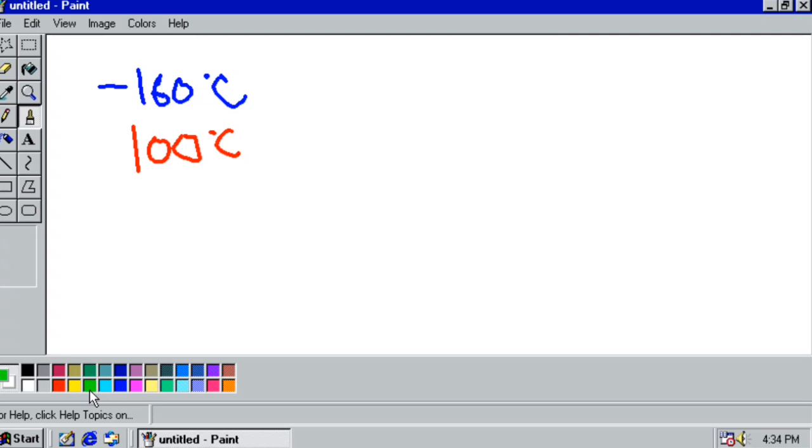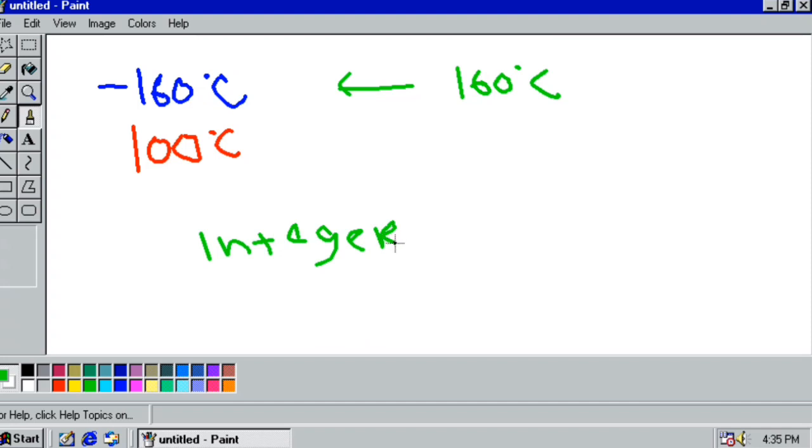Notice that 160 degrees Celsius is the opposite of negative 160 degrees Celsius. In fact, every positive number has an opposite negative number and vice versa. The set of positive integers, their opposites, and 0 comprise the set of integers. So they are called integers, which are also known as signed numbers.